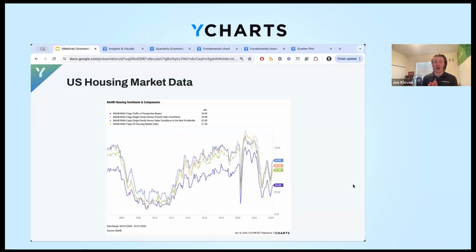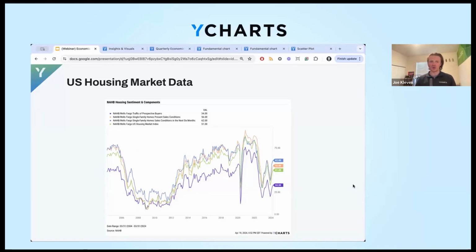We also see, on the housing sentiment side, data here from the National Association of Home Builders and Wells Fargo. We have the traffic of prospective buyers in purple, the present sales conditions for single-family homes in orange, sales conditions for those single-family homes in the next 6 months in blue, and lastly, the overall U.S. housing market index, according to NAHB and Wells Fargo, in green.